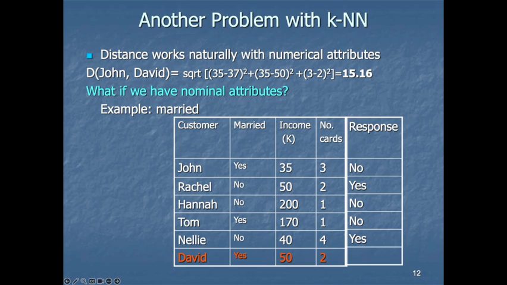Yeah, that is one way. Exactly. Because it is not possible to do subtraction on nominal attributes. You cannot subtract yes from no, right? You can assign numerical values, for example, assigning 1 to yes, 0 to no, and then do the calculations based on that.